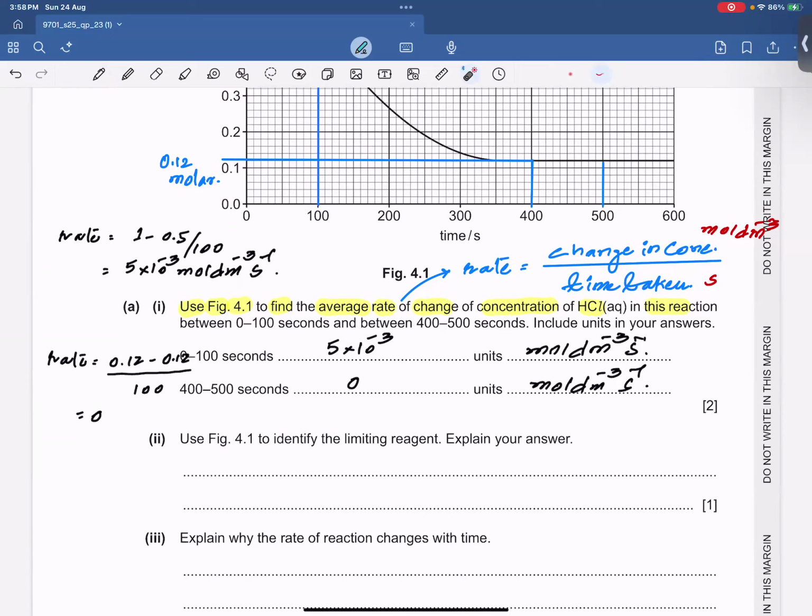All right. So there's a change in concentration over time taken. Time taken is basically 400 to 500 difference, which is 100 seconds. Okay.